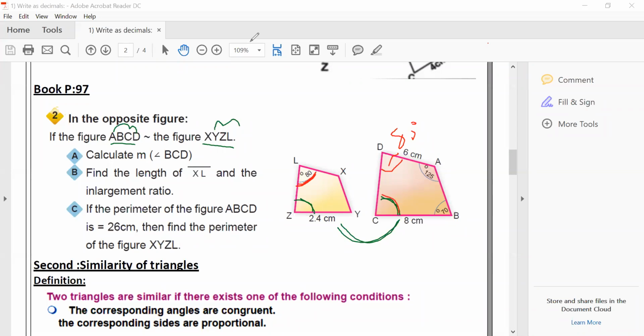We do 180 minus... Yes, Ahmed. 360 minus the sum of the three angles. Why? Because in the quadrilateral, the sum of the interior angles equals 360. So when you subtract 360 minus the sum of them, you will find that this is 85 degrees.